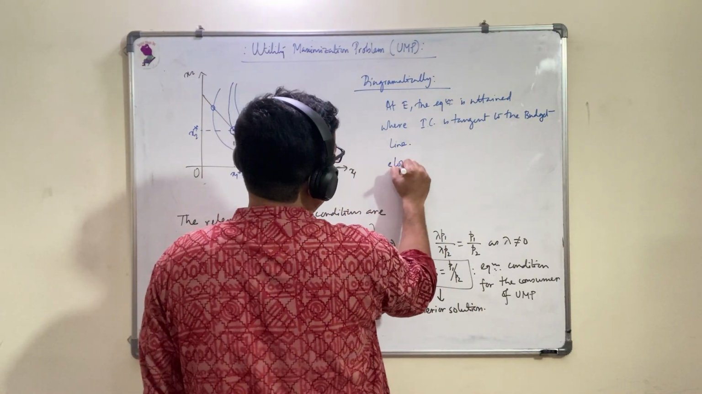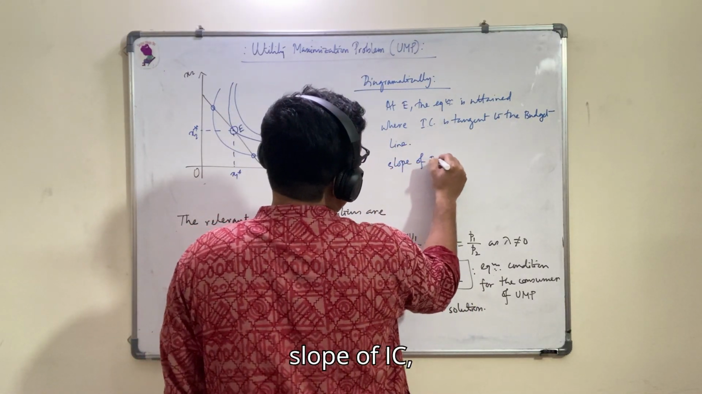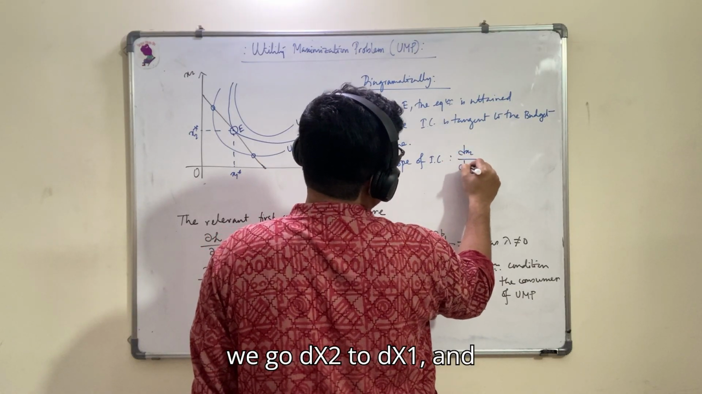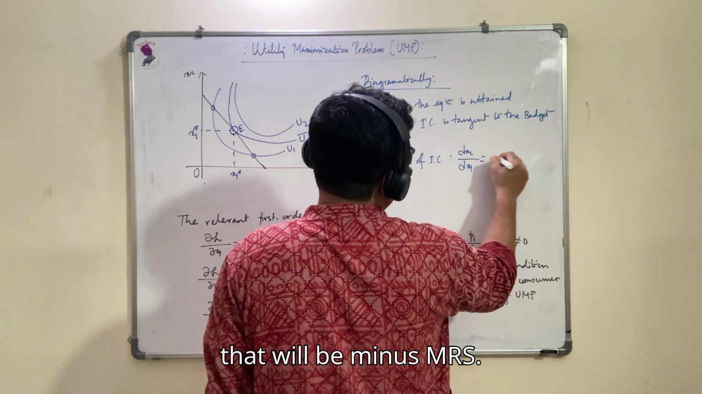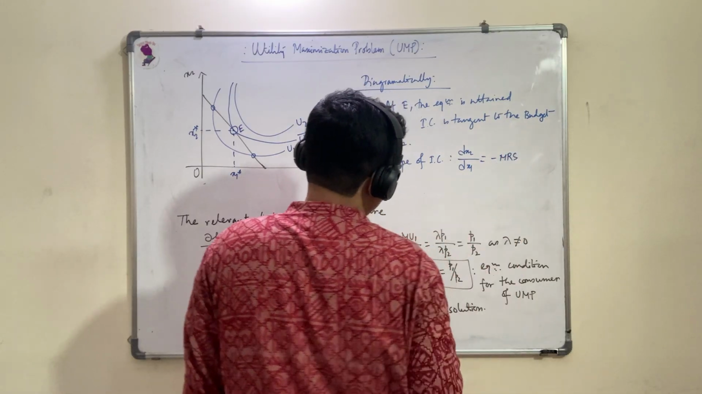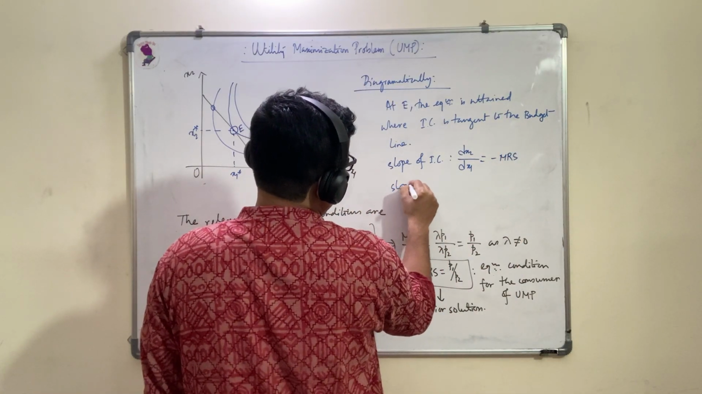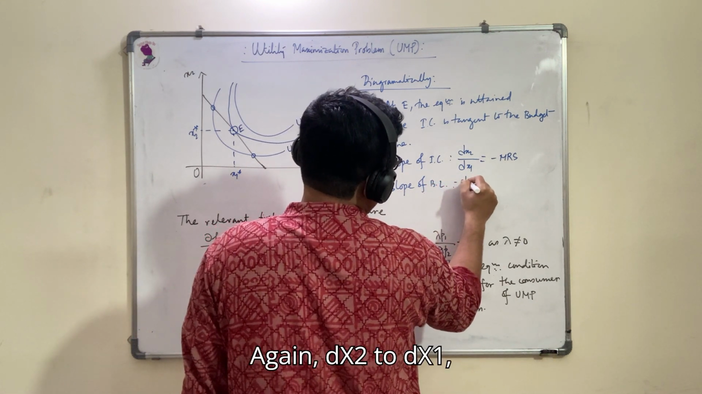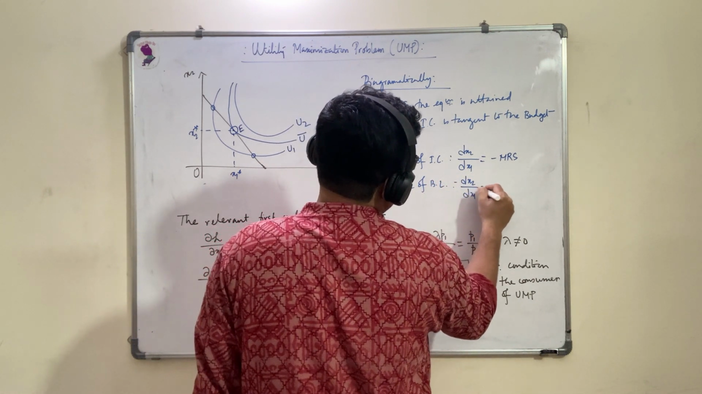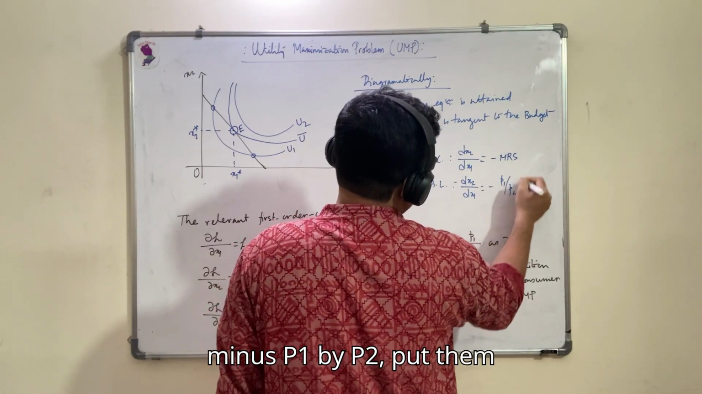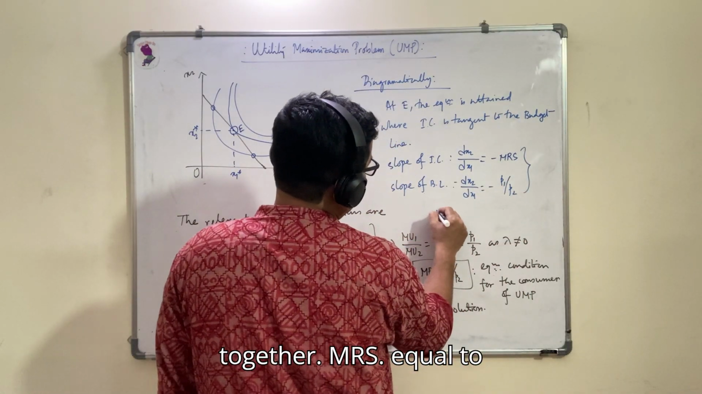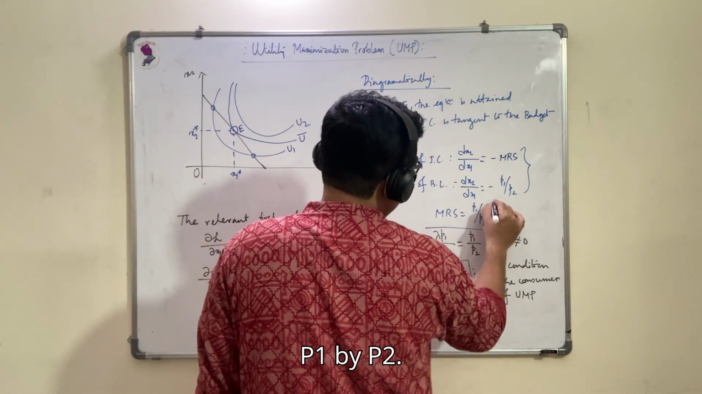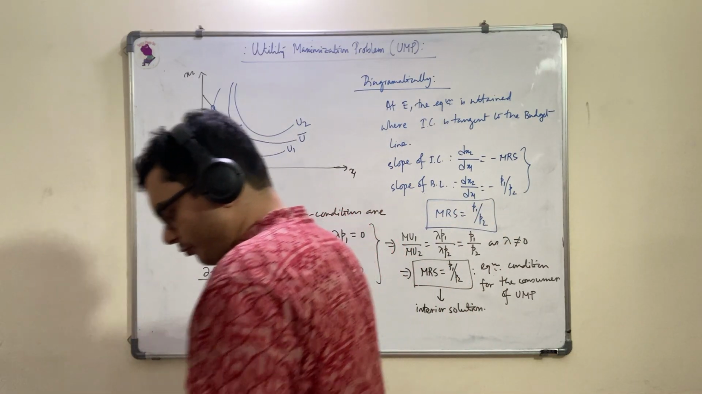So slope of IC, we go dx2 by dx1, and that will be minus MRS, and slope of budget line, again dx2 by dx1, minus P1 by P2, put them together, MRS equal to P1 by P2. Okay.